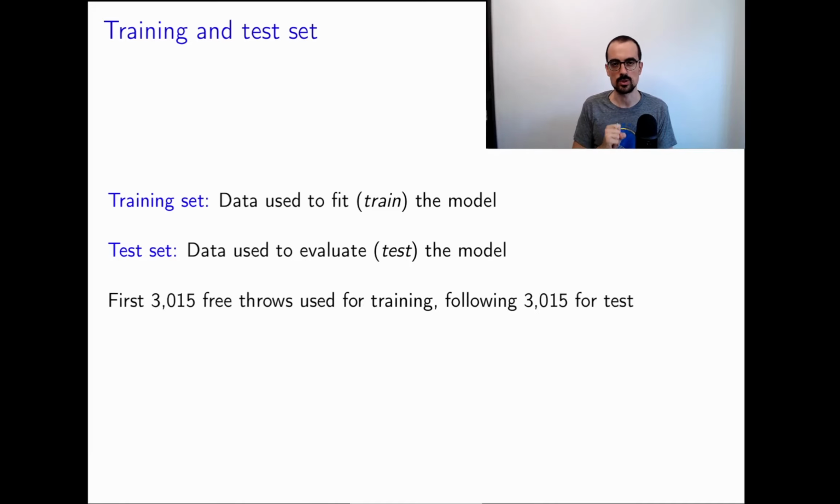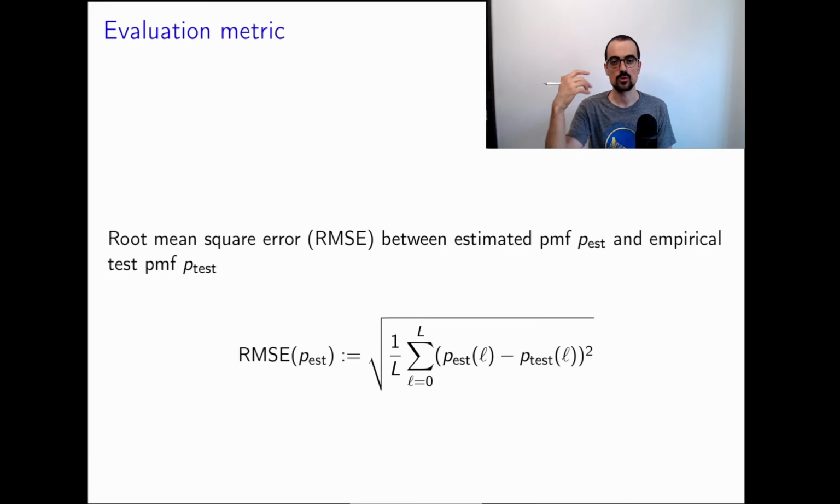Okay, so in our case, what we're going to do is we're going to use the first 3,000 free throws shot by Kevin Durant as a training set and the following 3,000 as a test set. And in order to evaluate how well we're doing, we're going to compare the PMF estimated by the parametric model and the non-parametric model. Here I'm representing the estimated PMF by P sub est, and the empirical PMF that we observe in the test data. Okay, we're going to take the square difference, take its average, square root.